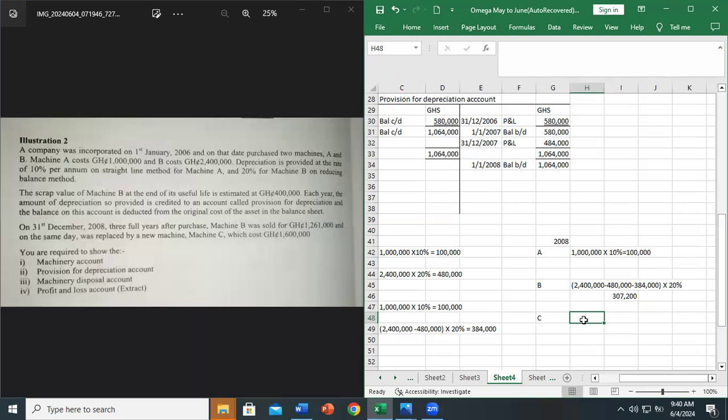Now, the question is, what is the depreciation for asset C? Asset C was bought on 31st December 2008. So in 2008, there will be no depreciation for asset C because it was not there in January, February, March, April, May, June, July, August. Even in December, it was not there. So asset C would get zero depreciation in 2008.